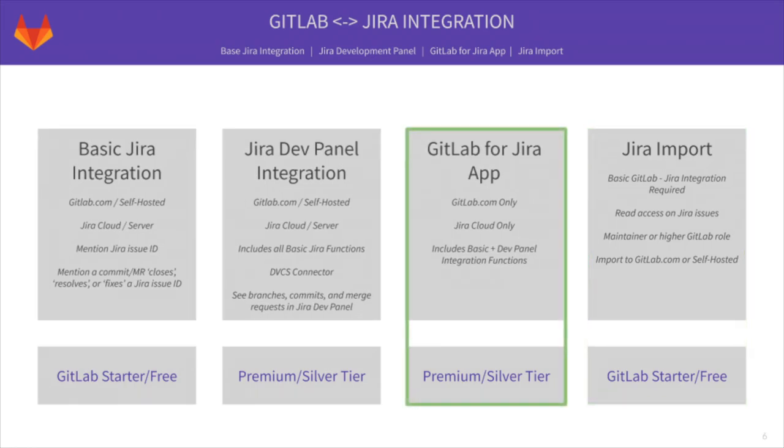In addition to using the DVCS connector as described in this video, you can use the GitLab for Jira app, which is recommended when using GitLab.com and Jira Cloud, because data is synchronized in real time, while the DVCS connector updates data only once per hour. You can integrate GitLab.com and Jira Cloud using the GitLab for Jira app in the Atlassian marketplace.